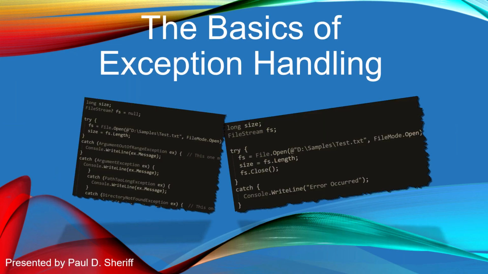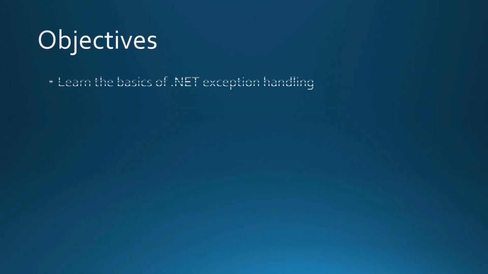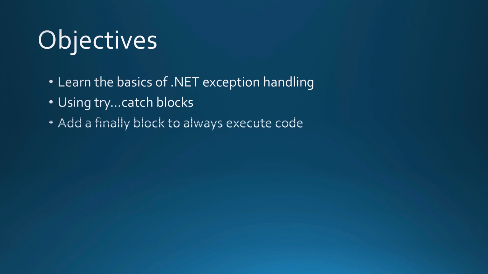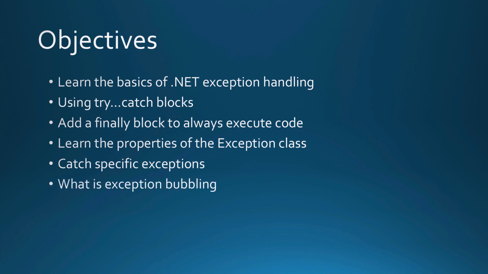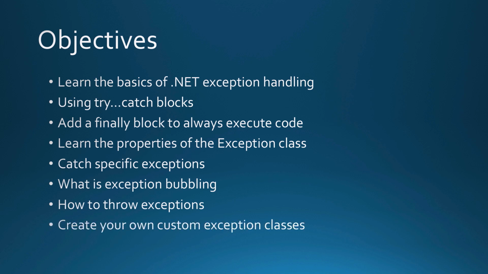This lesson is the basics of exception handling. The objectives for this lesson are to learn the basics of .NET exception handling using try-catch blocks, add a finally block to always execute code, learn the properties of the exception class, learn how to catch specific exceptions, what is exception bubbling, how to throw exceptions, and how to create your own custom exception classes.